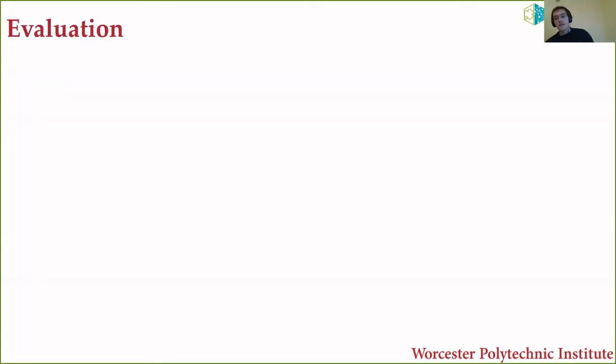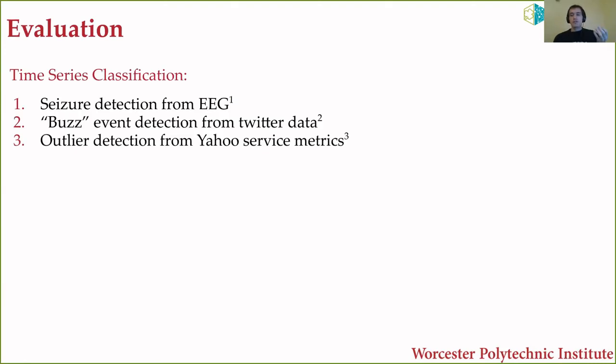So how do we evaluate this approach? Well, the first set of tasks is time series classification, where we use 3 different data sets. The first is seizure detection from EEG data. The second is buzz event detection from Twitter data. And the third is an outlier detection task framed in a classification setting from Yahoo service metrics.